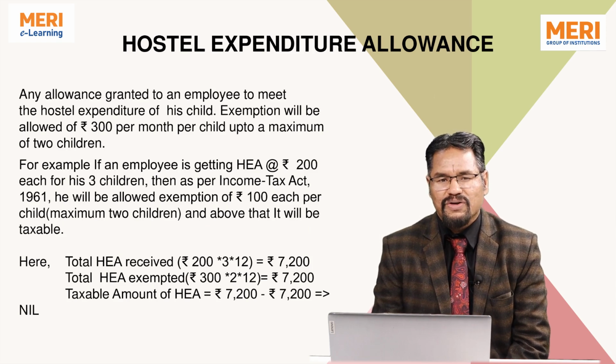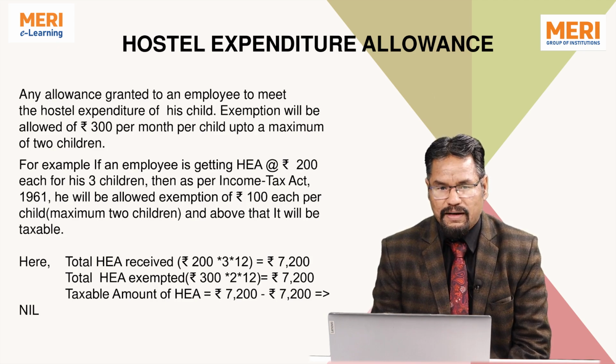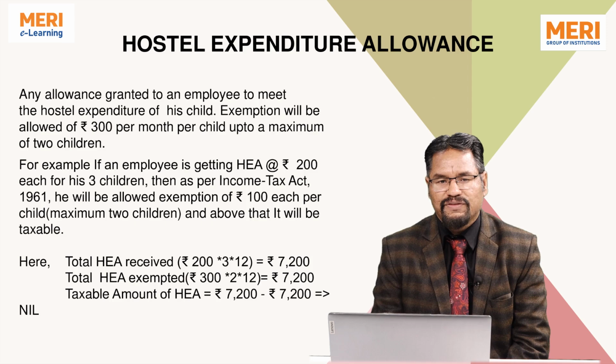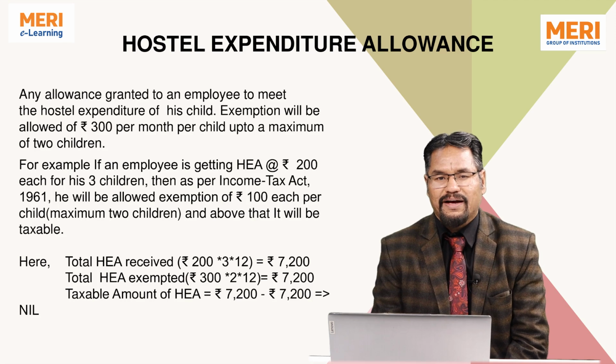Similarly, when we are talking about the hostel expenditure allowance, if any allowance is granted to the employee to meet the hostel expenditure, exemption will be provided to the employees for a maximum of two children at the rate of rupees 300 per month. For example, if an employee has 3 children and the employer is providing hostel expenditure allowance to that employee at the rate of rupees 200 per month for 3 children, then in this case 7,200 he will receive from the employer as hostel expenditure allowance. So out of this, 300 per month for a maximum of 2 children is exempted from tax.